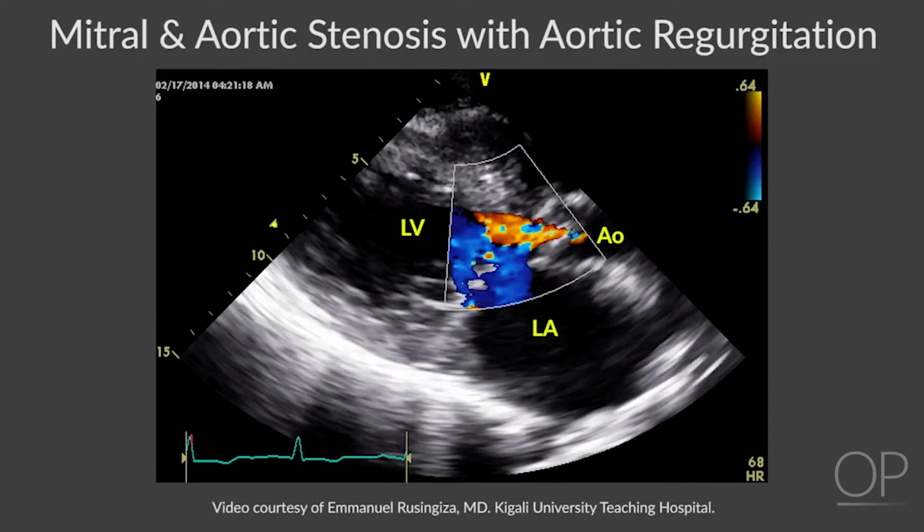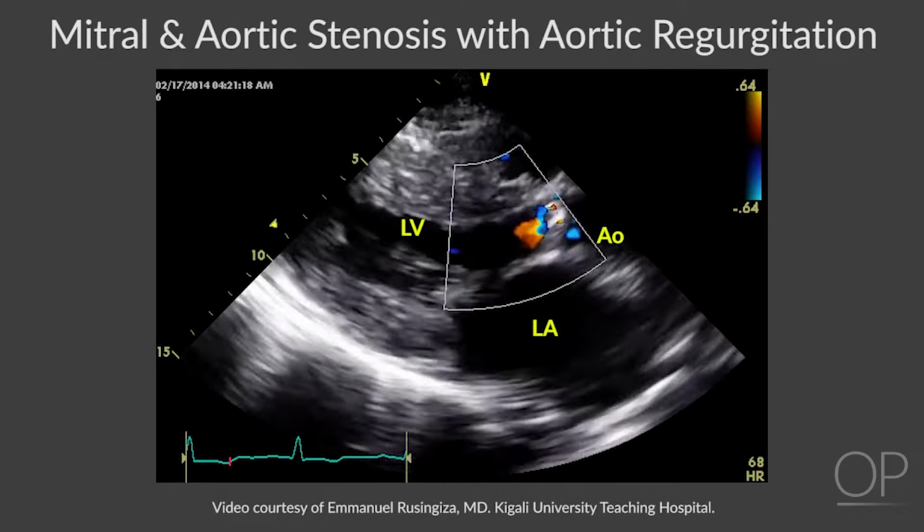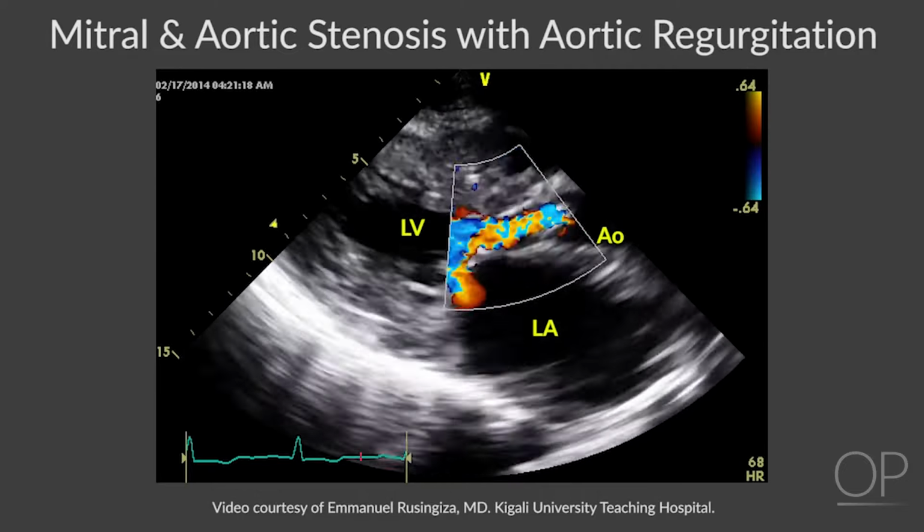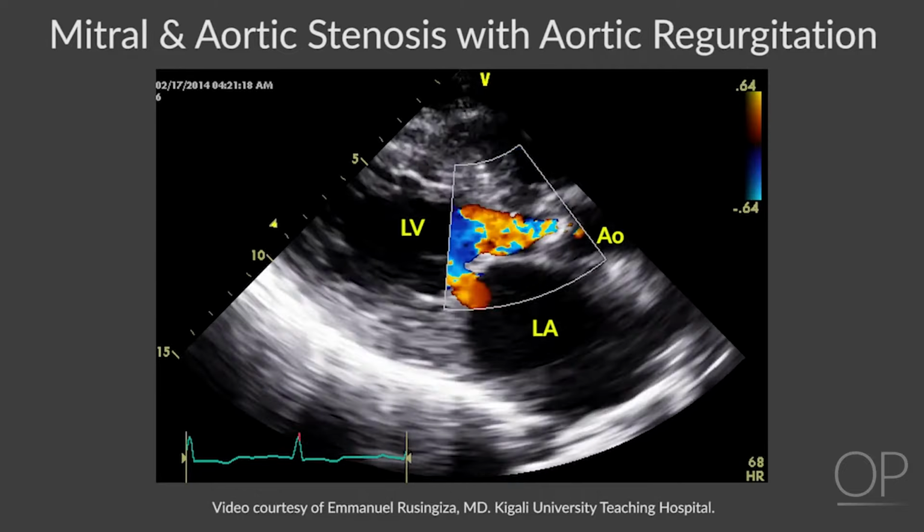This is another image of long axis view, which shows the Doppler on the aortic valve, and you can see very well the jet of aortic regurgitation in red.